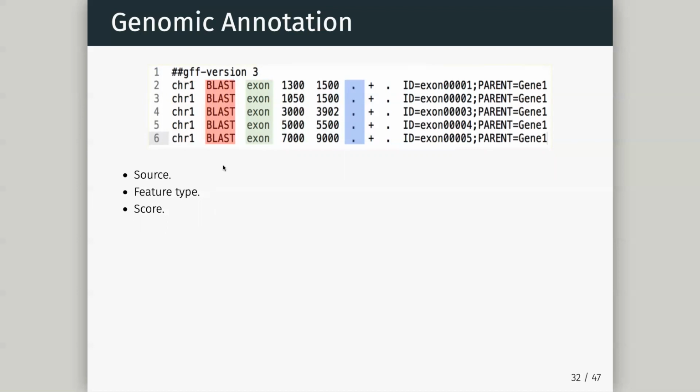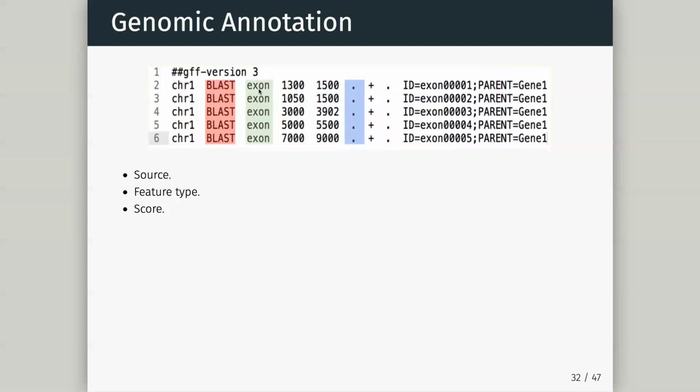Ultimately, we have source. So if this was generated by BLAST, that's good. Often this will say Ensembl or UCSC or a consortium. Occasionally it will say the lab which has added this particular gene. The feature type, this is important. In GTF, we'll come to this.